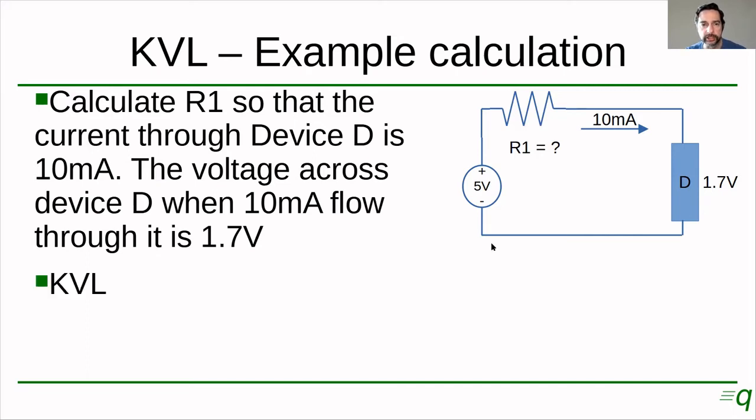First thing is we use KVL, or Kirchhoff's voltage law, and we say that the voltage across R1 is going to be 5 volts, which is the voltage from the supply, minus 1.7, which is whatever we lose here. So 5 minus 1.7, that is 3.3. So if I have 5 volts in this supply and this one is dropping 1.7, this resistor has to drop 3.3.